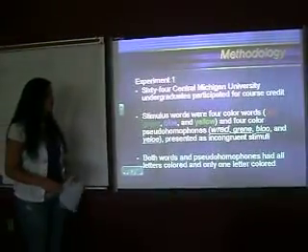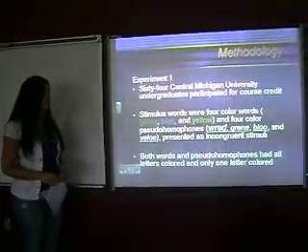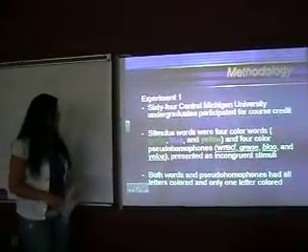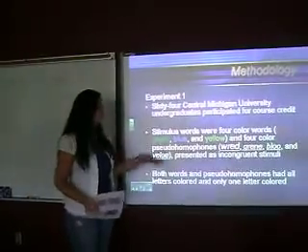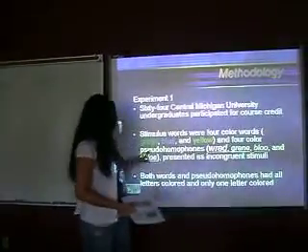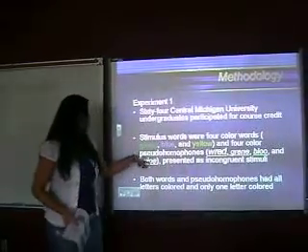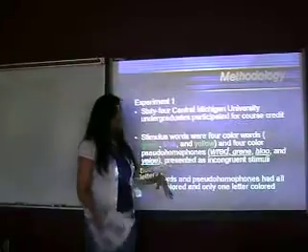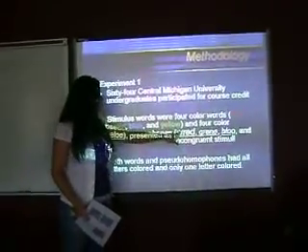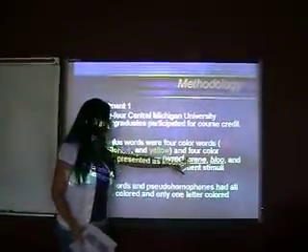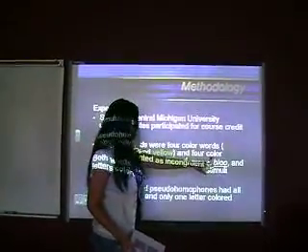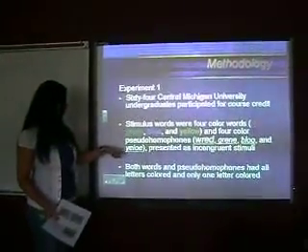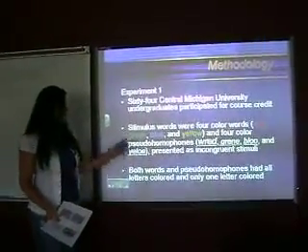Methodology for experiment 1. They used 64 Central Michigan University undergraduates who participated for course credit. They used the words red, green, blue, and yellow, and four colors for the homophones, the words that sound the same. Red is written W-R-E-D, green is written G-R-E-N, and yellow is written Y-E-L-O-E, presented as incongruent stimuli.